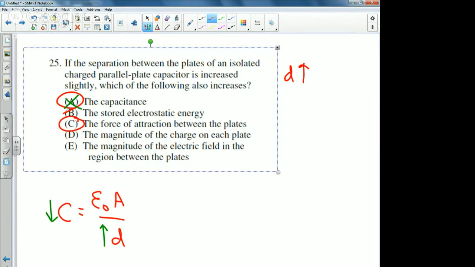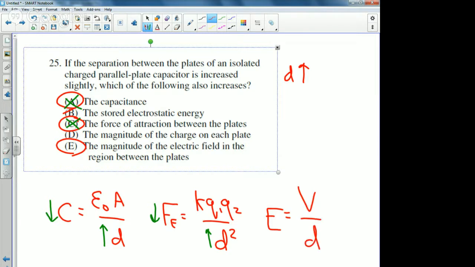Choice C, force of attraction between plates. Well, between two charges. And this formula does not exactly work for this scenario because it only works with point charges. But I'll use it anyway. Fe equals K Q1 Q2 over R squared, or really D squared. If I increase the distance between the plates, you can see the force decreases again. Can't be C. Electric field in the region between the plates. Well, you should automatically know whenever you have parallel plates, this is your parallel plate formula. E equals V over D. Distance increases, electric field decreases, can't be E.